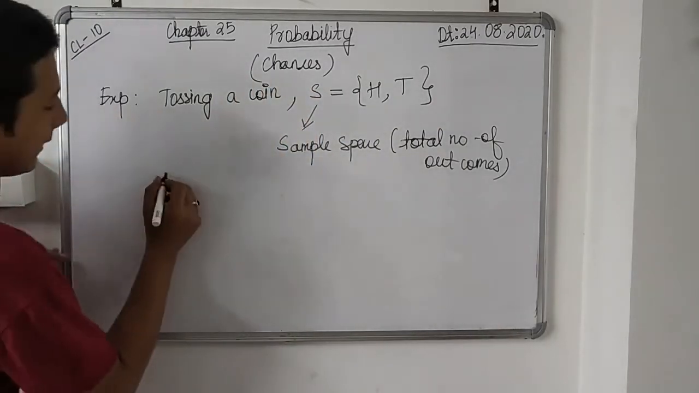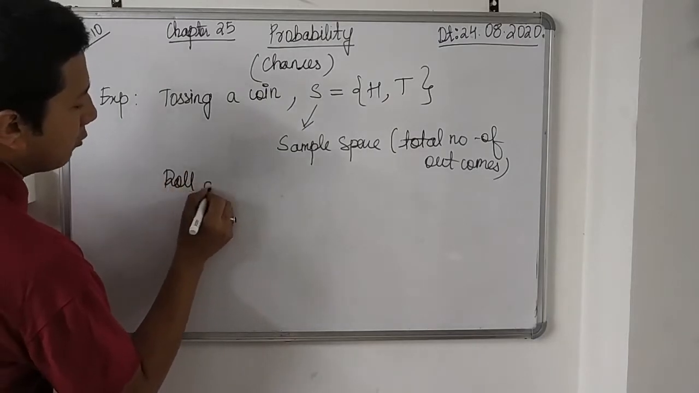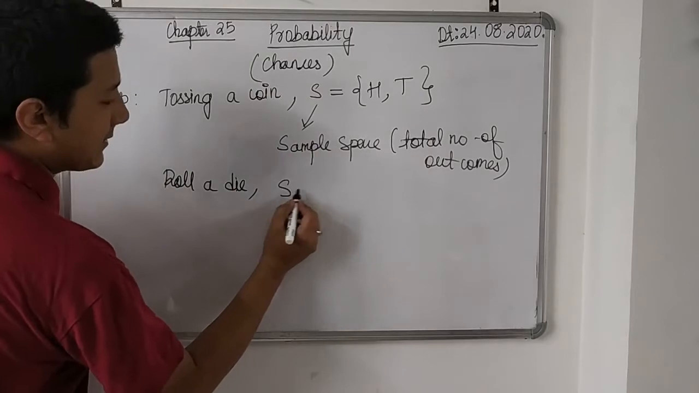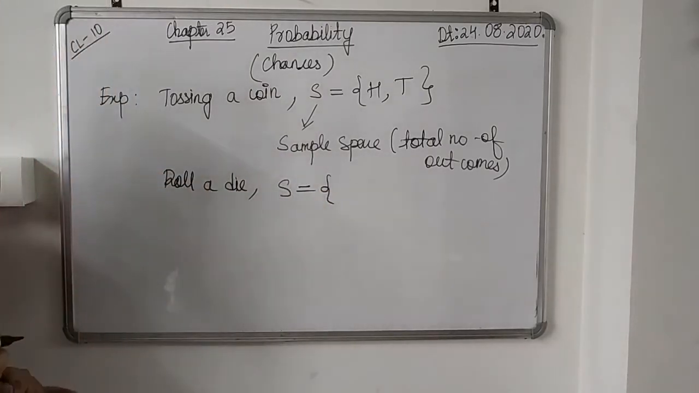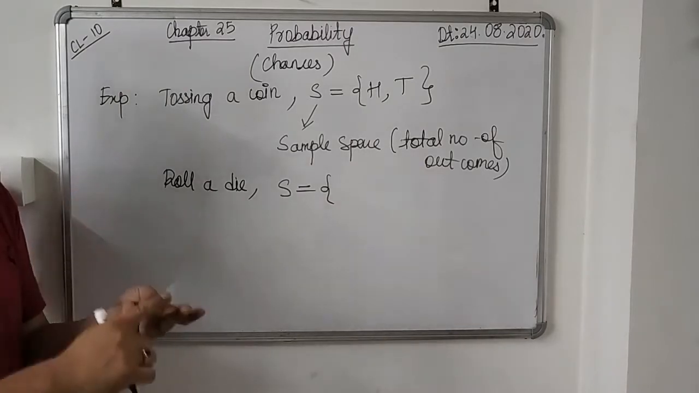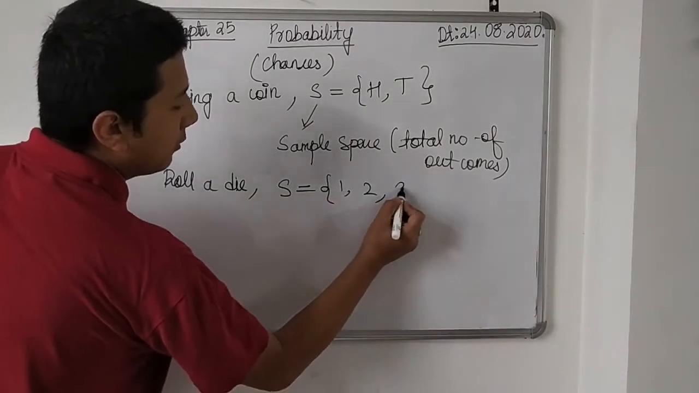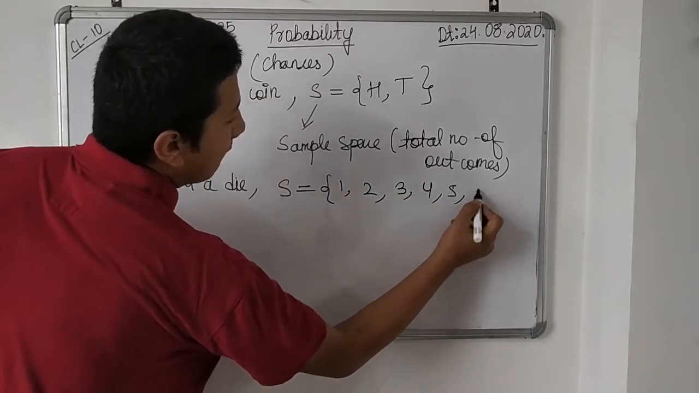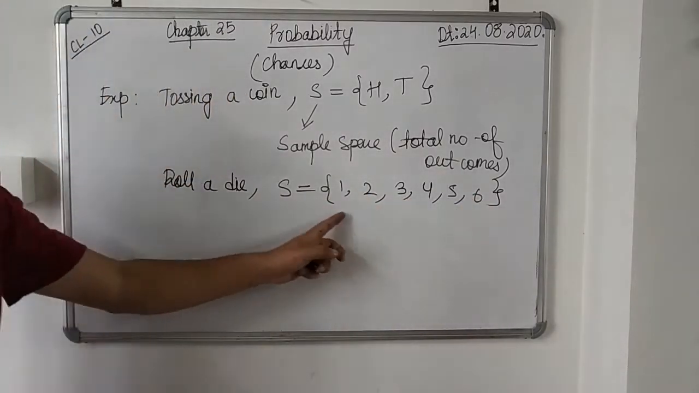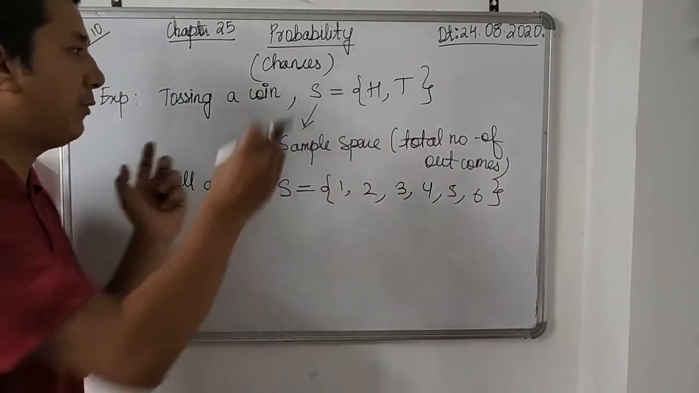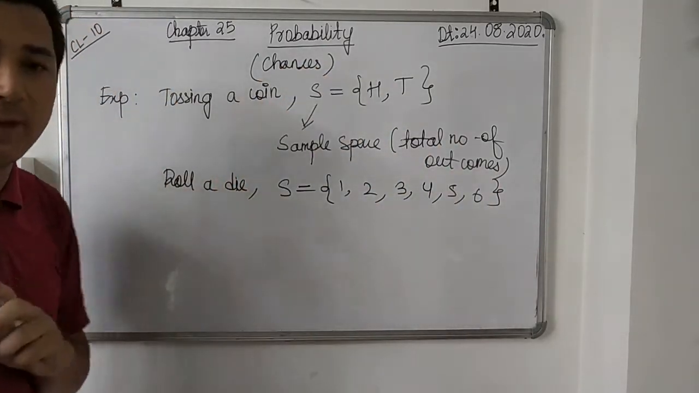Suppose you roll a die. You know a die has 6 faces. So if a die has 6 faces, then how many outcomes? If I roll a die, either I'll be getting 1, 2, 3, 4, 5 or 6. Exactly one number I'll be getting, isn't it? So therefore the sample space when I'm rolling a die will be 1, 2, 3, 4, 5, 6 within the curly bracket. So these are the sample space and the experiment.